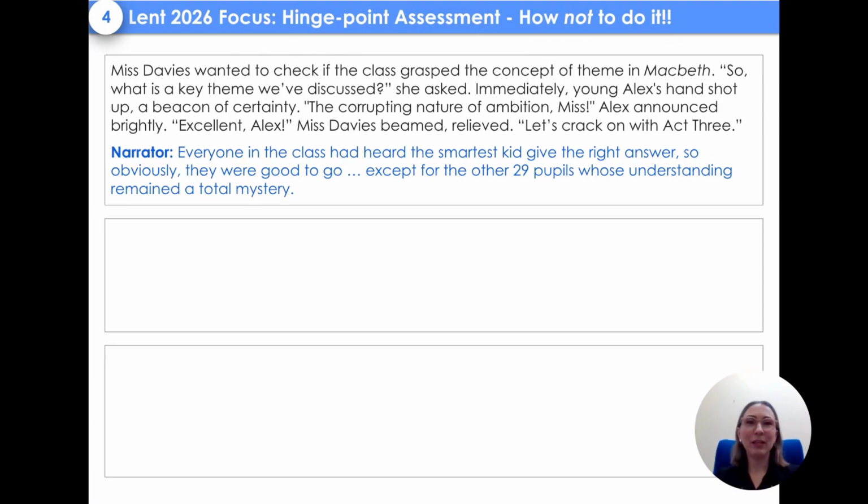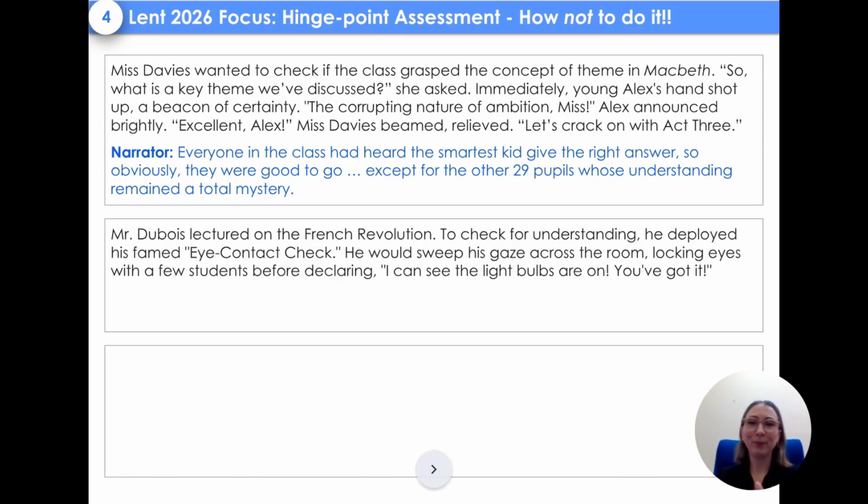So Miss Davies has allowed hands up, and a very confident child answered and gave the correct answer, and she is a bit relieved. Excellent, the smartest kid's given the right answer. Let's move on. The other 29 pupils, she has no idea whether they've understood it or not. Next scenario.